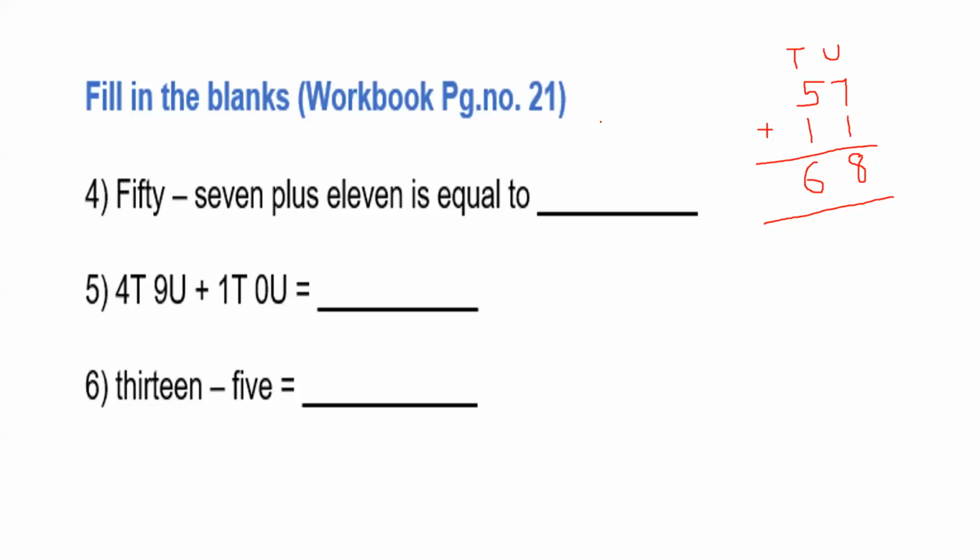Write today's date. Write these numbers. 57 plus 11 is equals to 68. 68, not 86, 68. Yes. Then you have to write down in words. Here the numbers are given in words, right? Number names are given. So answer also you will write in the words only.